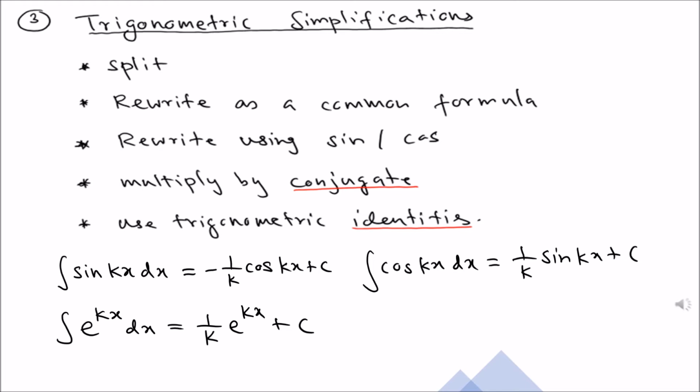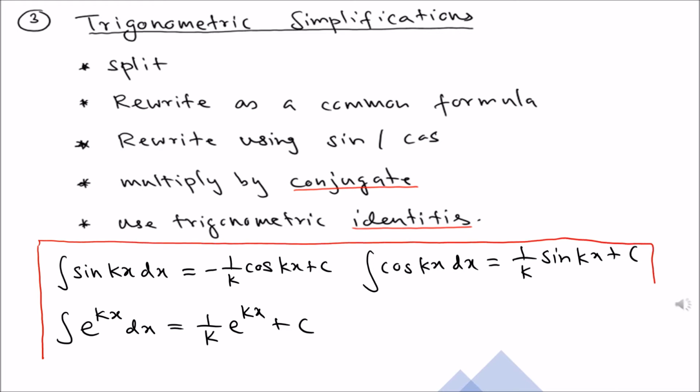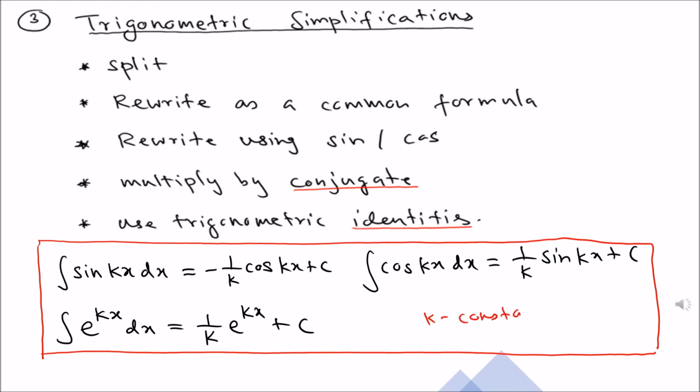So let's highlight them. These three formulas are very common, so you can use them directly, and you can prove them simply using the u substitution method. Just take u equal kx and you can prove them. These three formulas are very useful. This only works when k is a constant other than 0.